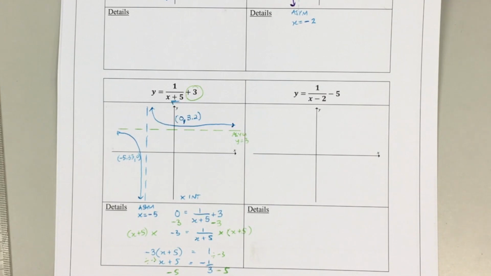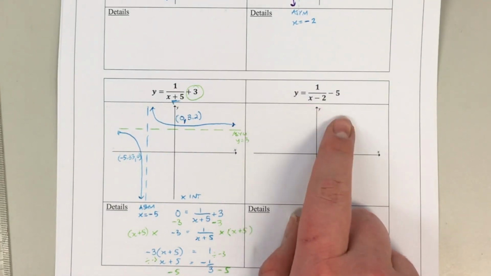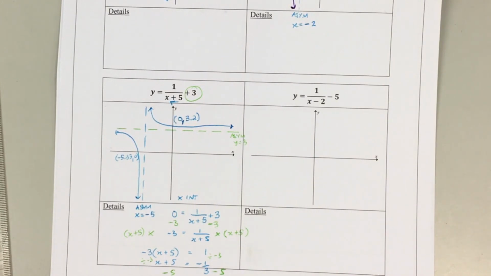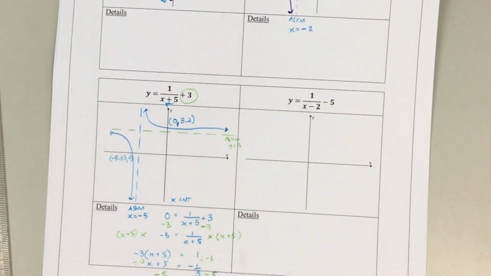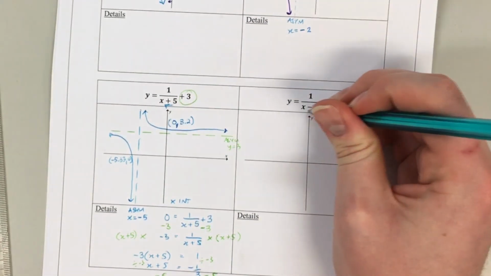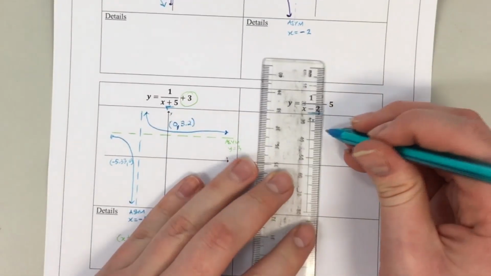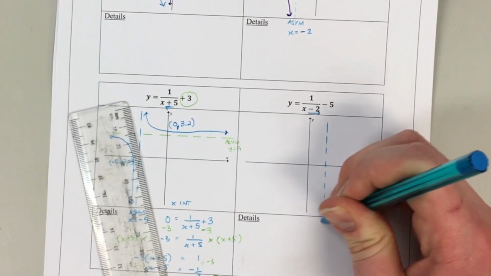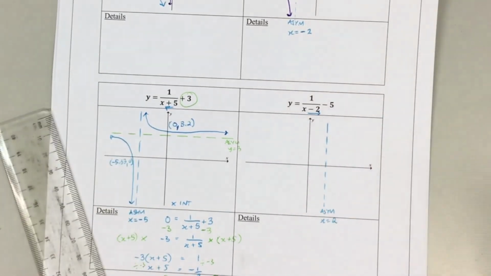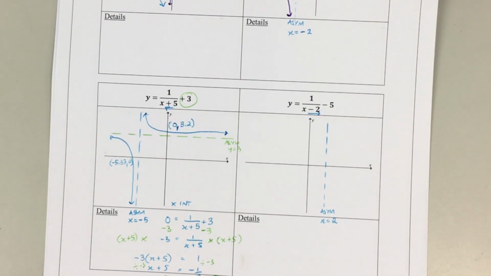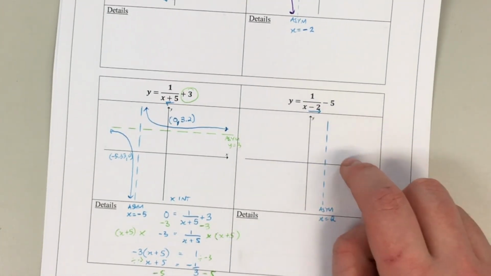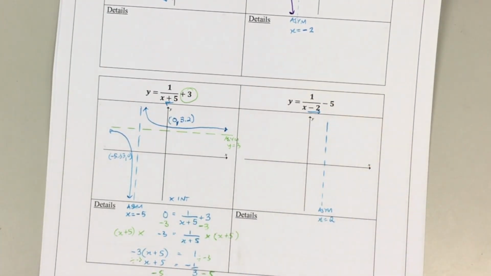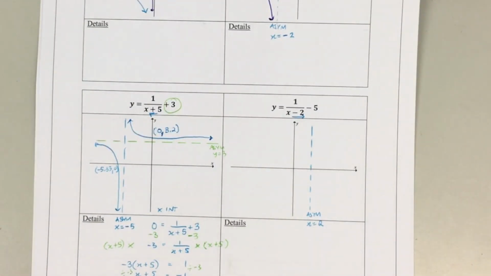Would anyone be game enough to tell me where the vertical asymptote has moved in this one on the bottom right? 2 units to the right. It has moved 2 units to the right. Yes, it has. And would anyone else like to tell me where the horizontal asymptote has moved? Mr. Tan. The bottom one. Yeah, so we want to know where's the horizontal asymptote moved? Down. Down by how much? 5. Yep, it's moved down by 5.